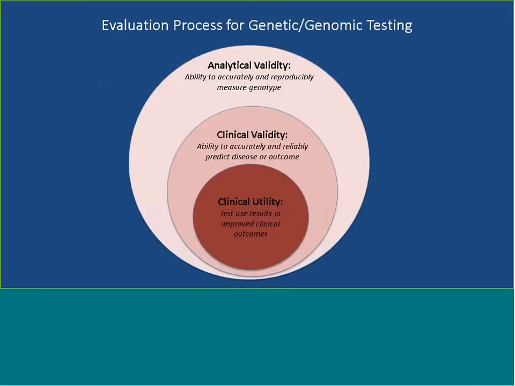So where do we go from here? I think we have shown that we do get incremental findings with panel testing. And do we have analytical validity for these panel tests? Yes, I think we do. We're able to accurately and reproducibly measure this genotype, and the commercial lab had to prove that prior to starting this testing. In terms of clinical validity, our ability to accurately and reliably predict disease or outcome, we usually do, but probably not for all of the moderate or low penetrance genes that are included on some of the really big panels.